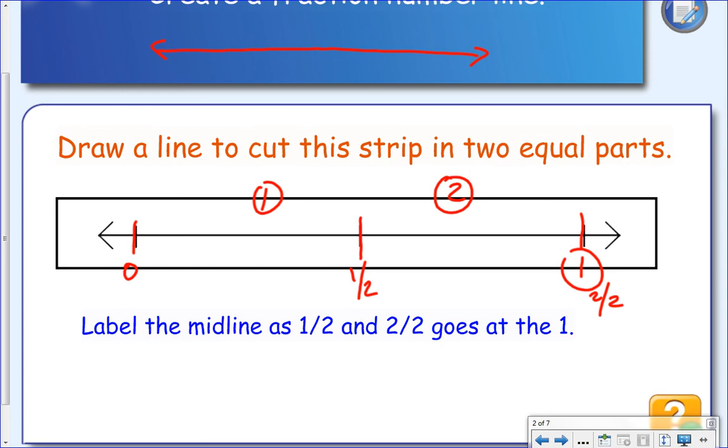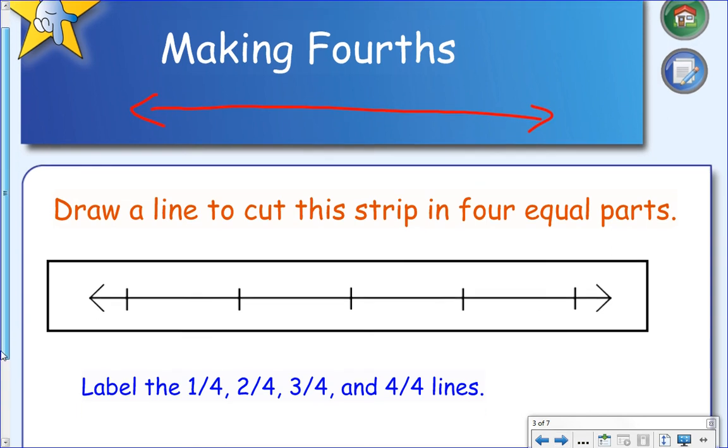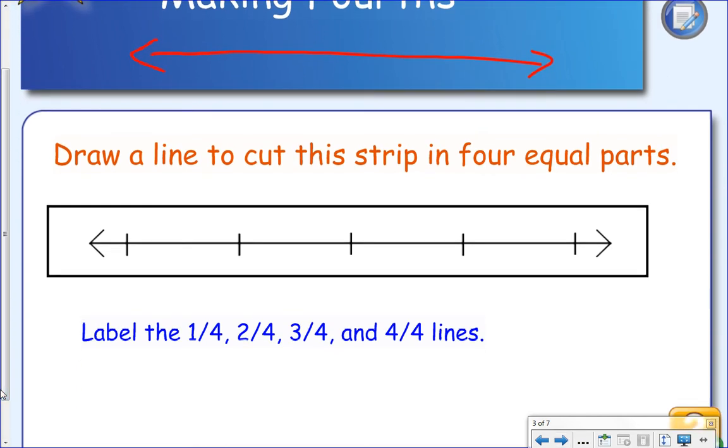Okay, on your next line, we're going to draw this line again. Hopefully you've done it already. And then you're going to draw it into 4 equal parts. Now we're working with fourths. So again, I've got one line that'll go here at this end, which will be my 0. One line over here, which is going to be my whole number, which is my 1. And then I'm going to want 3 lines in between.